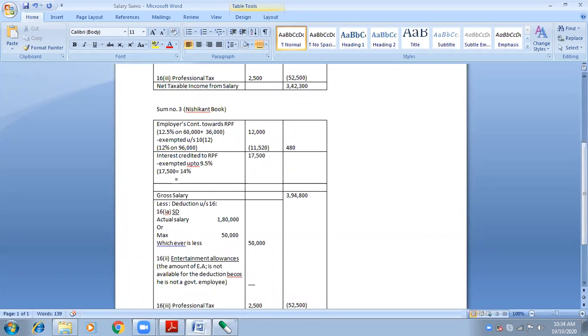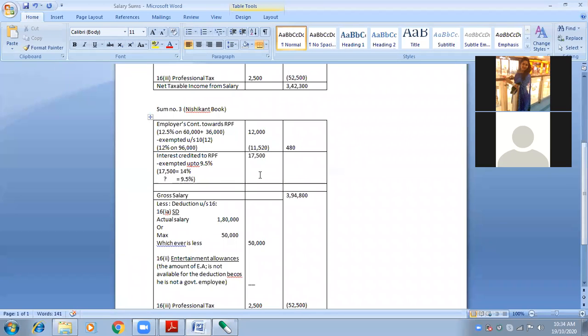I want the amount for 9.5%, right? So how would I calculate the 9.5%? Very simple. If this 17,500 is 14%, then what would be my 9.5%, the amount that I am looking for? So tell me. 11,875. So here I will write 11,875.